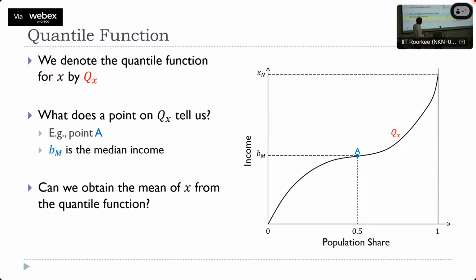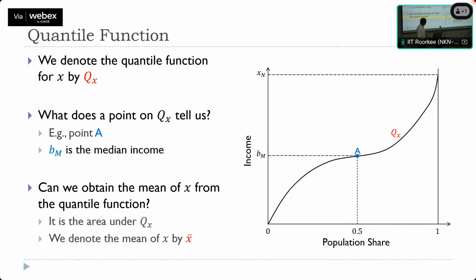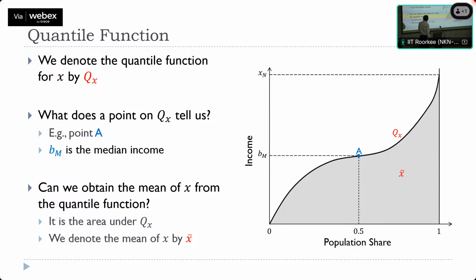Now, can we obtain the average, the mean of the distribution? It turns out the mean of the distribution is just the entire area at the bottom of the quantile function. This is the average of the distribution. So if you ask, the average of what? It turns out the average is the entire area, the gray shaded region under the curve. Just for your information.